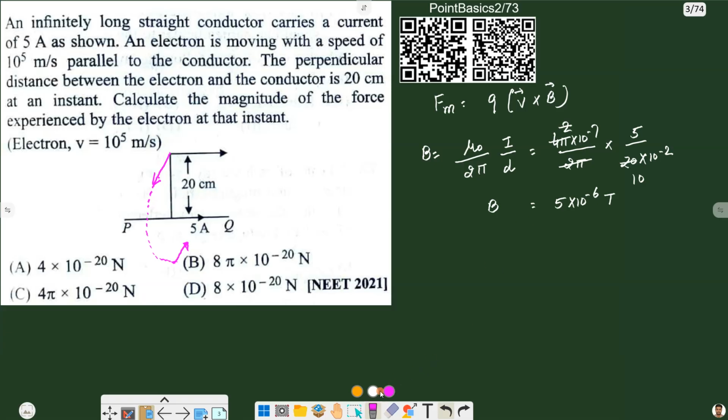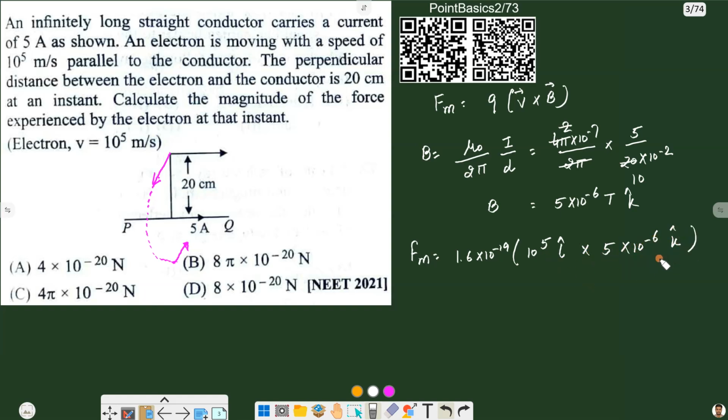So, the direction of the magnetic field out of the paper is actually the positive k, or positive z direction. Now writing the magnetic force: the charge on the electron is 1.6 times 10 raised to power minus 19. Its velocity is mentioned already, 10 raised to power 5 meter per second, with the velocity assumed in the x direction. So i cross 5 into 10 raised to power minus 6 k.